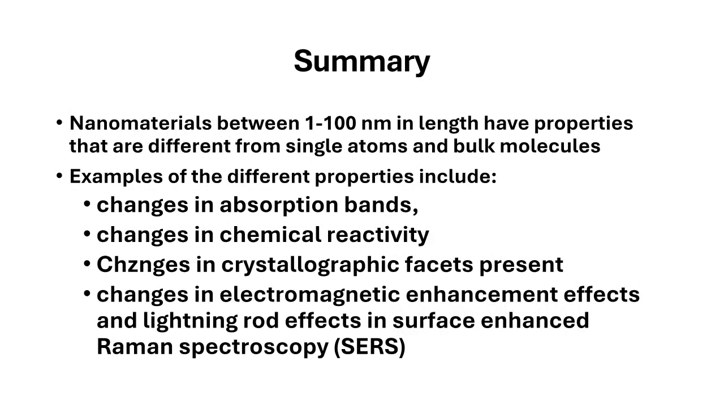To summarize this introduction to nanotechnology, materials between 1 to 100 nanometers are of great interest since they have different properties compared to the atomic scale and bulk materials. As the size of the nanoparticles decreases, there is an increased surface-to-volume ratio of the nanoparticles. Some changes in the properties of nanoparticles include changes in the absorption spectra, changes in the electric field, changes in the chemical reactivity, changes in the electromagnetic enhancement effect, as well as the lightning rod effect.